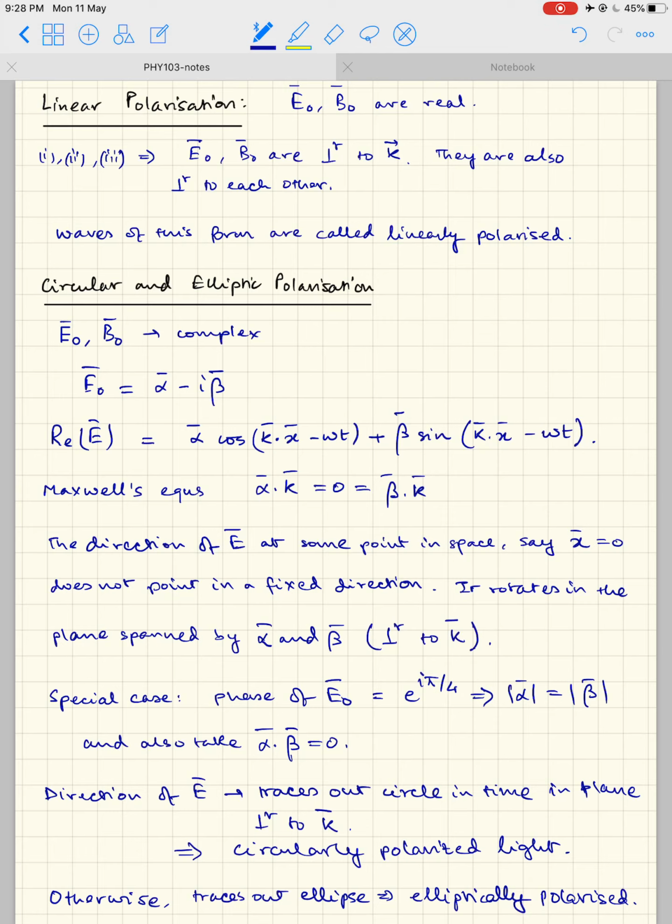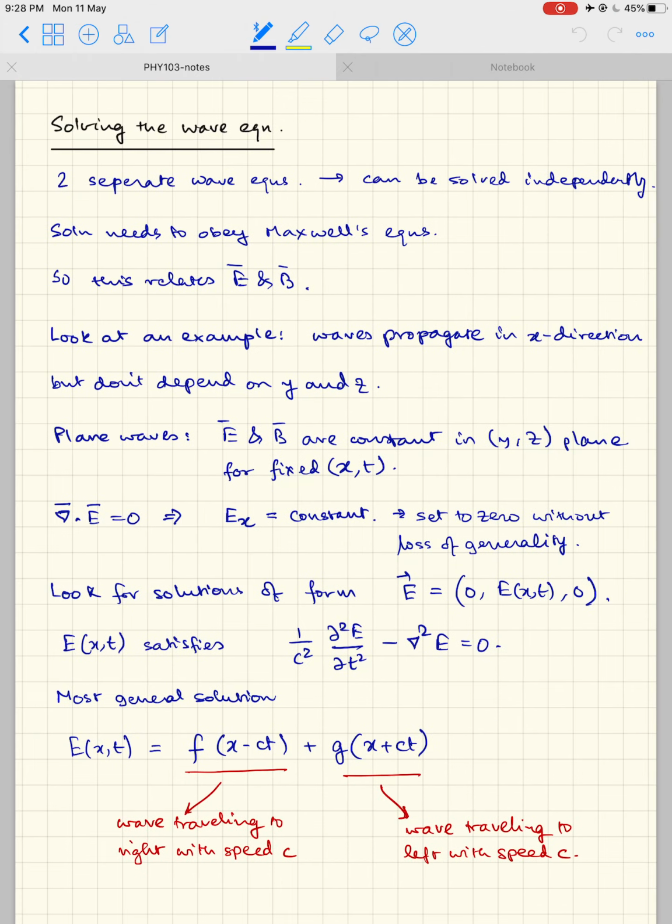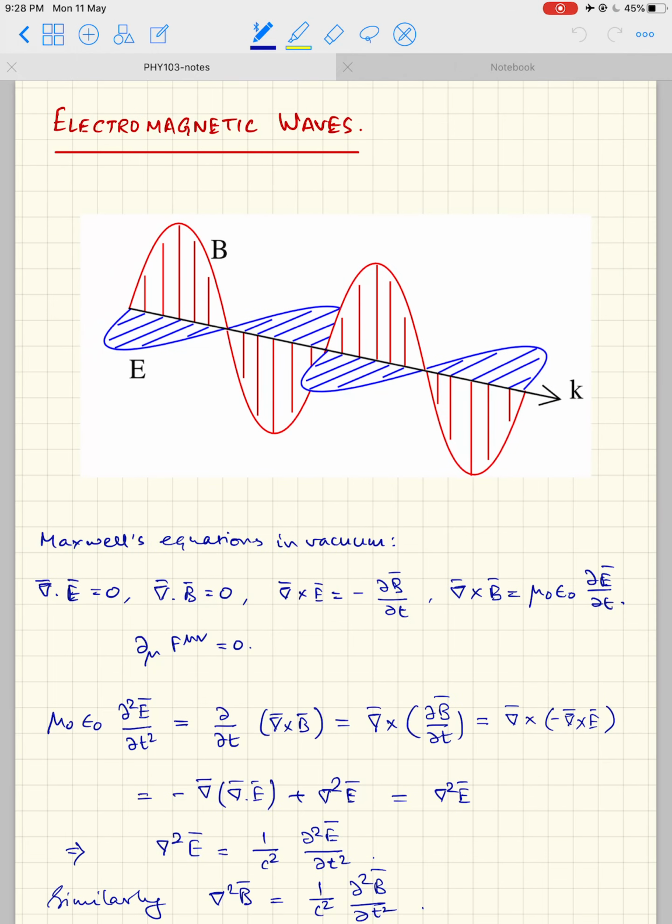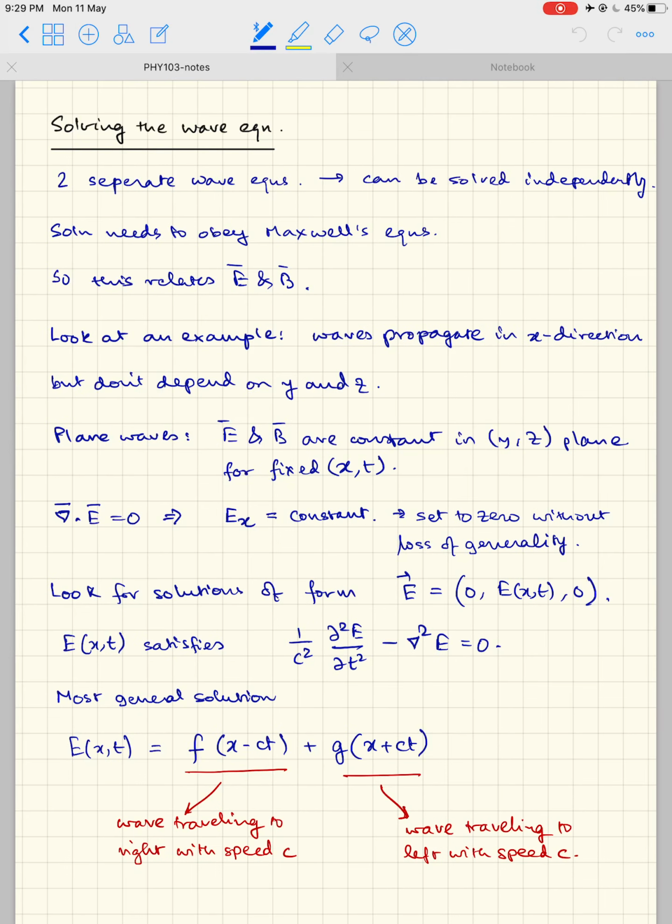Okay, so we will try and explain this a little bit more in the next lecture. But for now, this is where we want to end. Just a quick recap of what we did. We started out by looking at Maxwell's equations in vacuum. I showed you again that the wave equation comes from these. There are two separate wave equations, one for the electric field and one for the magnetic field. The solution also needs to obey Maxwell's equations, hence we are relating E and B in this way.